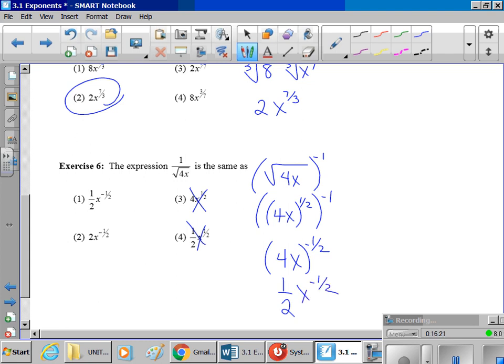Is that one of our answers? I hope so. Yes, it is right here. All right. So notice the confusing part about that is this negative, when I apply that to this 4, becomes that 1/2 right here. Because the square root of 4 is 2, but the negative drops it into the denominator.